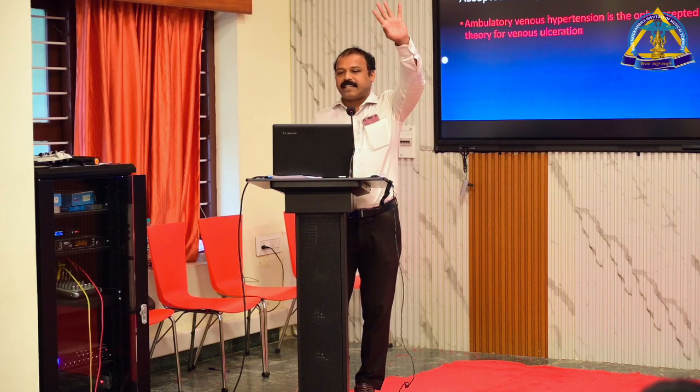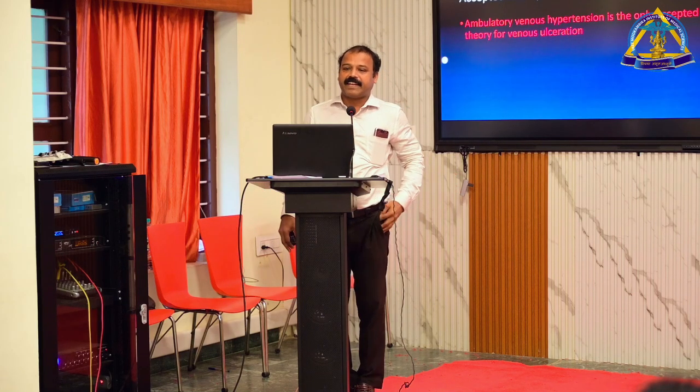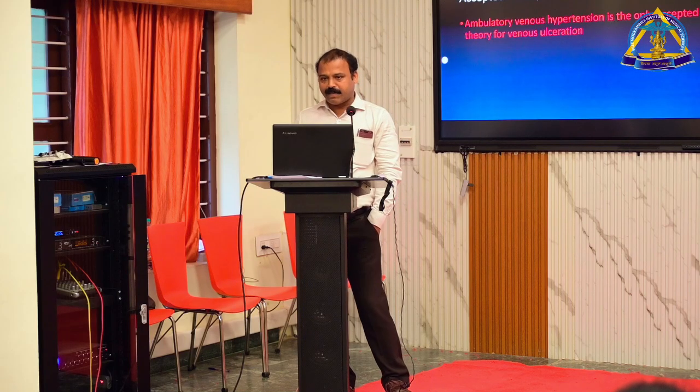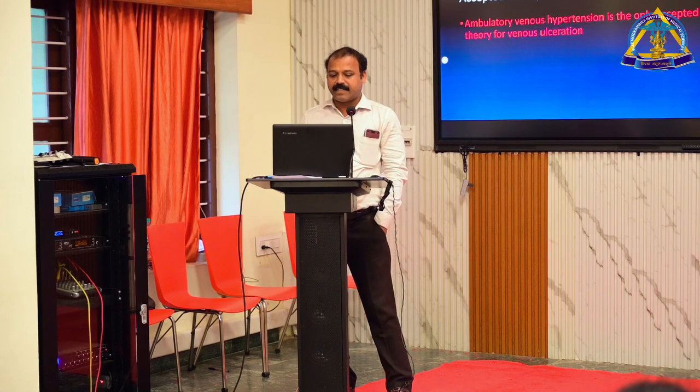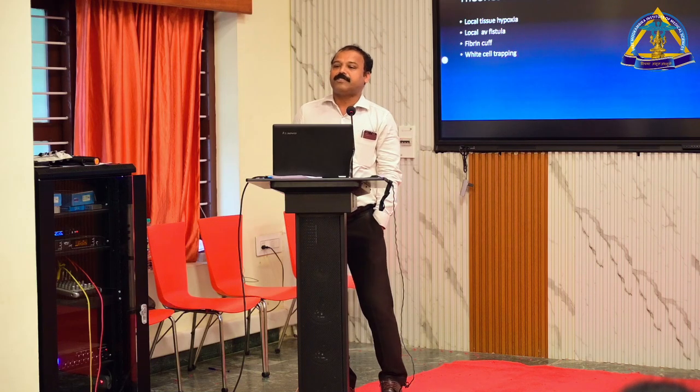A venous ulcer very rarely presents in the upper limb, even though you develop severe DVT or any venous insufficiency. So primary ambulatory venous hypertension is the accepted theory for varicose ulcer. The other theories are not accepted, so no need to mention them in the exam.